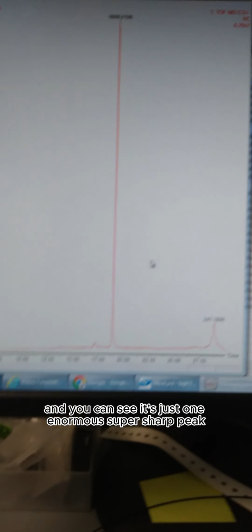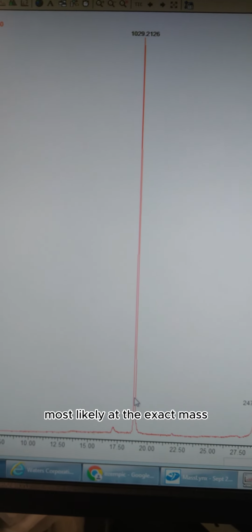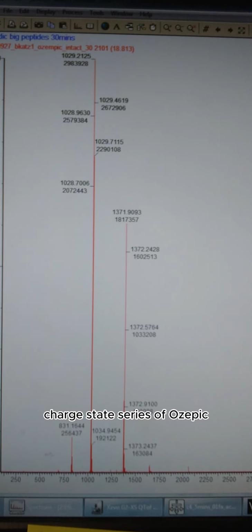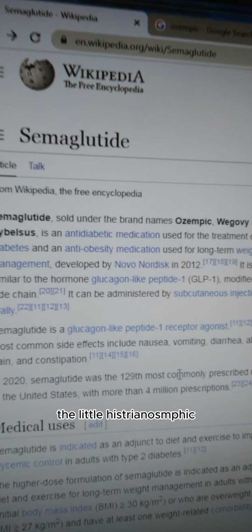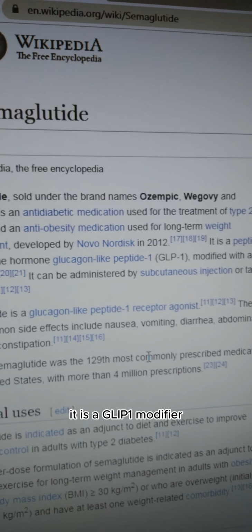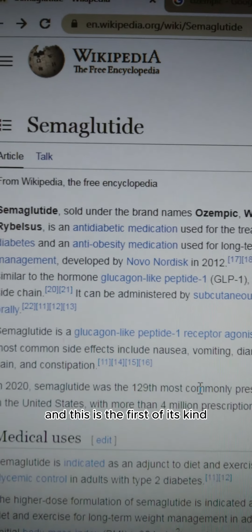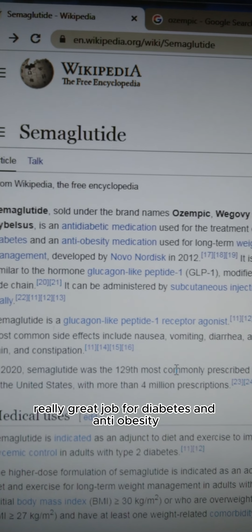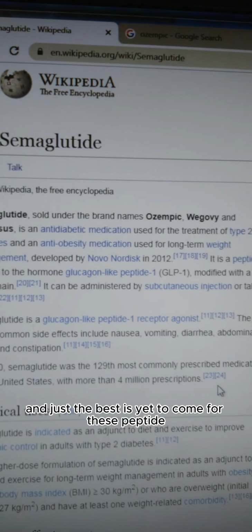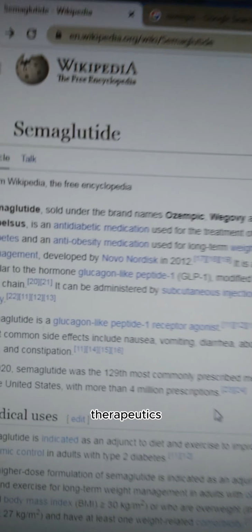Opening up the 30-minute method, you can see it's just one enormous super sharp peak, most likely at the exact mass charge state series of Ozempic. Let's calculate that out. A little history on Ozempic. It is a GLP-1 modifier, and this is the first of its kind. Really great drug for diabetes and anti-obesity, and the best is yet to come for these peptide therapeutics.